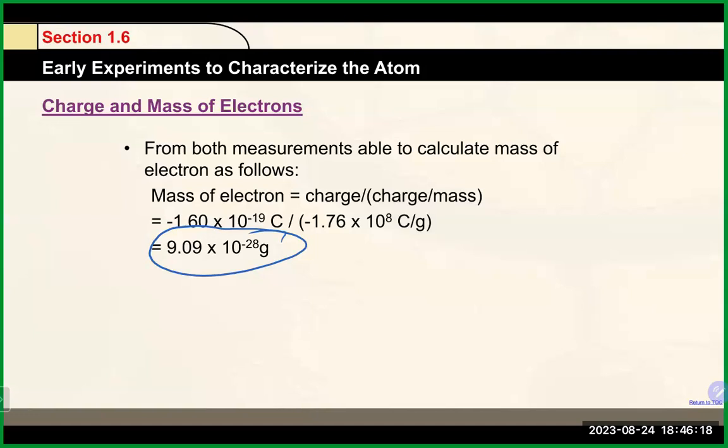Thomson's CRT tube, the charge-to-mass ratio coming out of it. Millikan's oil drop experiment, the charge of it. And you need to know a little bit about the experiment. And again, putting both of those together, what truly came out in terms of our understanding of the negatively charged electrons was the mass of it, which was 9.09 times 10 to the minus 28. Any questions on that?